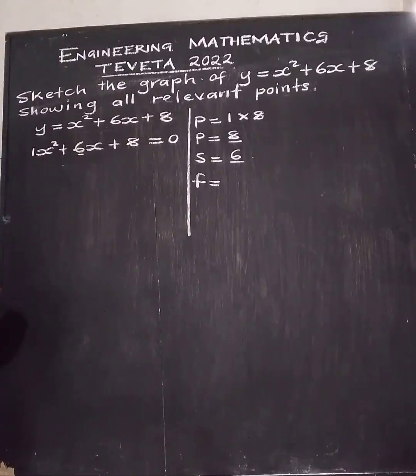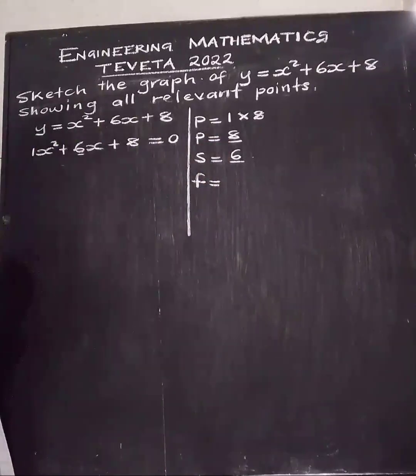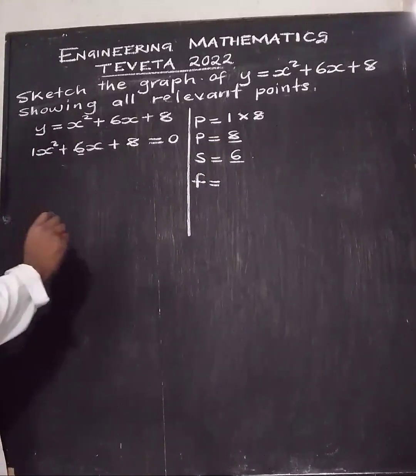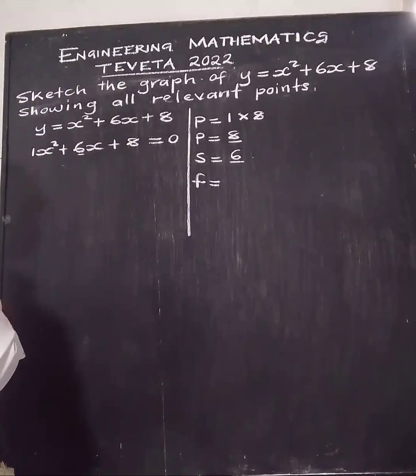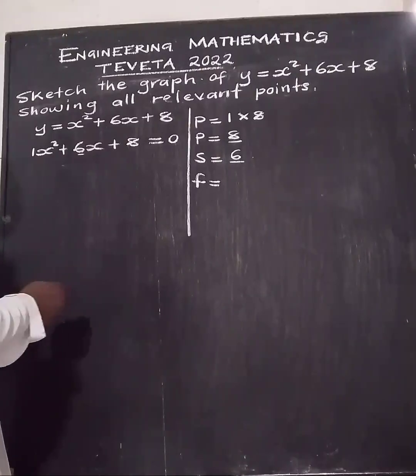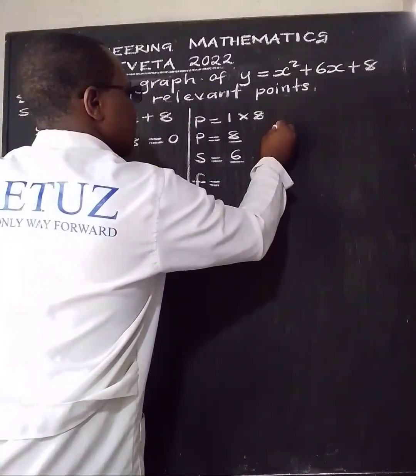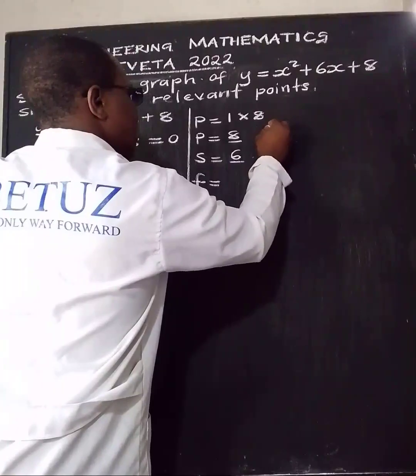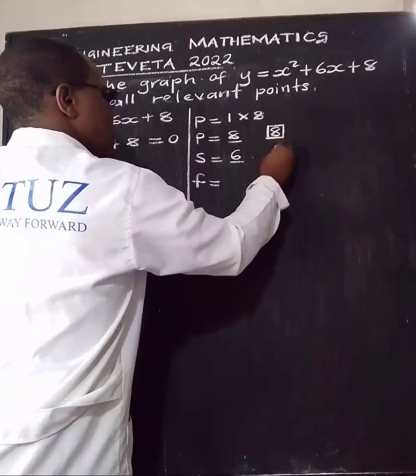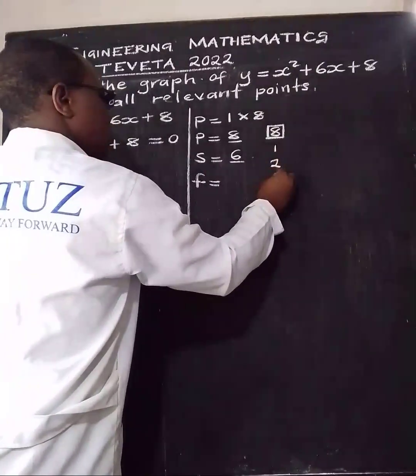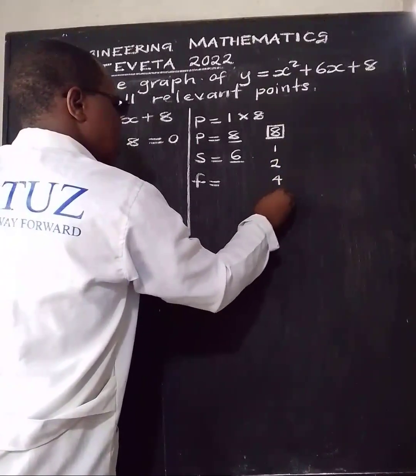We are going to get two factors of 8, whereby if we multiply those two factors, we need to produce positive 8. And if we add those two factors, we need to produce what? Positive 6 as the sum. Okay? So factors of 8, numbers which go into 8 without leaving a remainder, are 1, 2, 4, and 8.